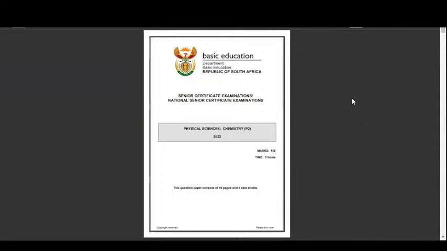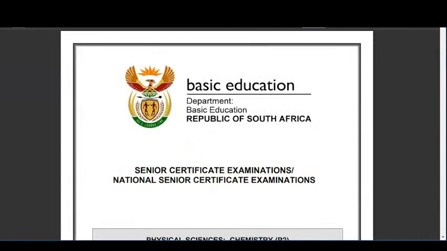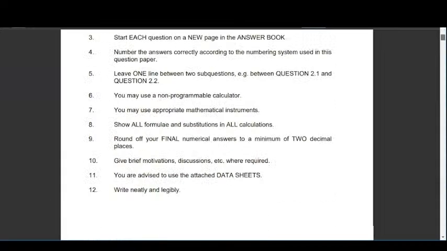Be discussing the paper, which is Physical Science Chemistry Paper 2, 2022. So let's start with the objectives.